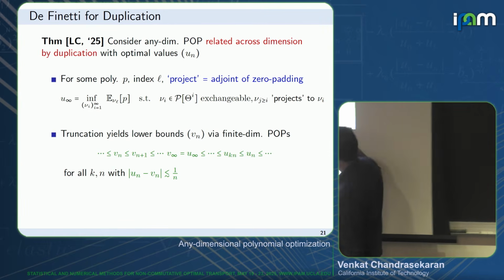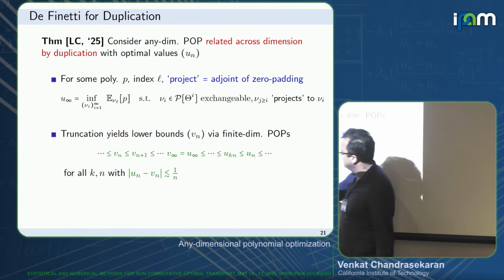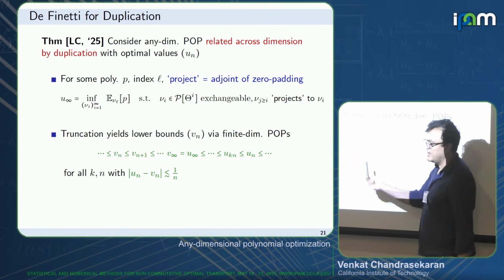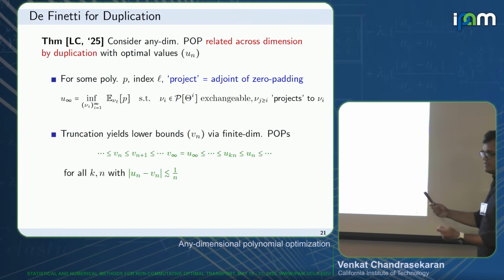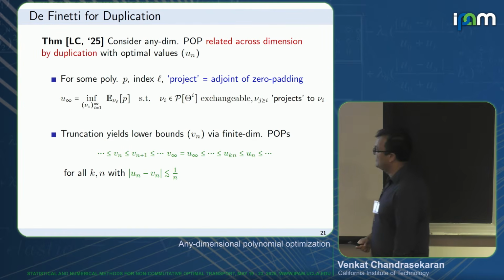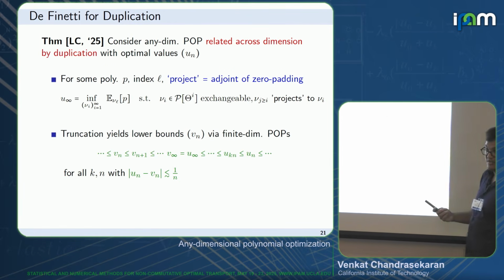Okay? So the u's are related in this way, approaching u infinity, and the v's, the lower bounds that you get by truncation, are related in this way, n to n plus 1 to v infinity, and those limiting values are equal. These are finite-sized POPs, and you get a bound on the rate.